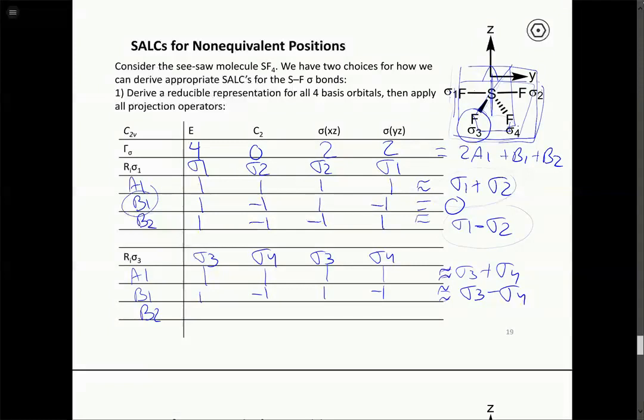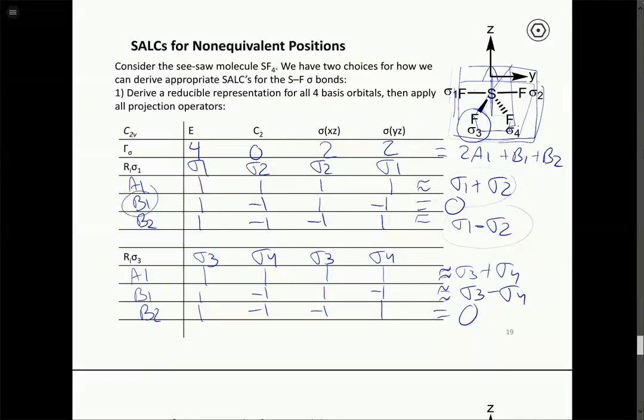And then finally for b2, we get 1, minus 1, minus 1, 1 for the characters, and we see that they cancel out again. Sigma 1 minus sigma 3 minus sigma 4 plus sigma 4. So this one equals 0. So that means the b2 SALC, as we determined above, doesn't include sigma 3 and sigma 4. So this was sort of a slightly longer way of getting all four of the SALCs. We have just in-phase and out-of-phase combinations of 1 and 2 and 3 and 4.